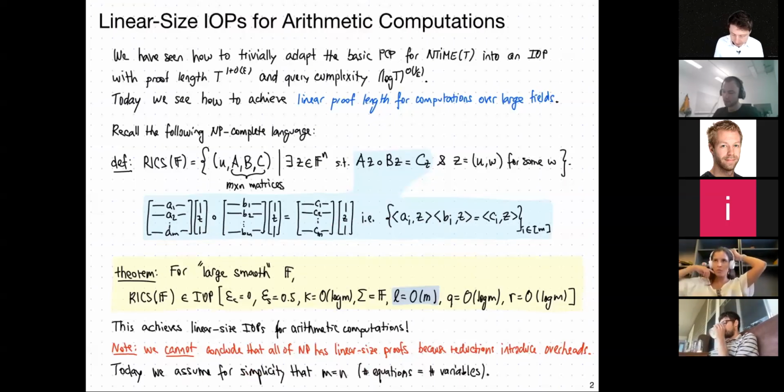And today, for simplicity, we're going to assume that the matrices are square. So even though we technically have two parameters, the number of variables, which is basically the number of columns, and the number of equations, which is the number of rows, we're going to consider things to be square. So m equals n. I may or may not still use m and n as separate parameters, but they will anyways be assumed to be equal.